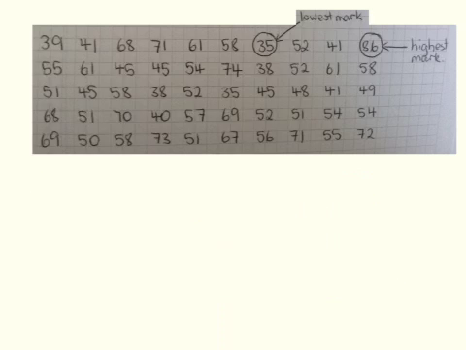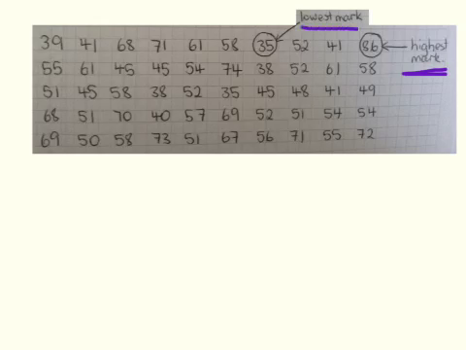Now what if we get a data set like this? This particular data set has a lot of scores there, which isn't a problem, but the range of the scores is quite large. You'll notice that the highest score there is 86 and the lowest one is 35.